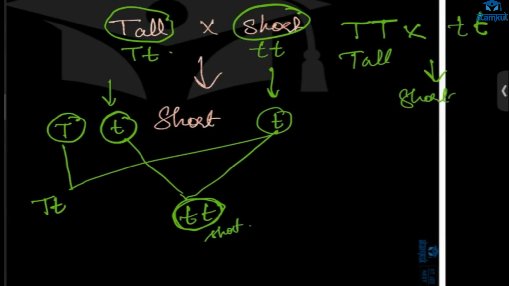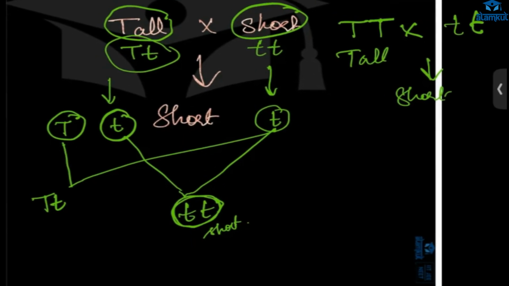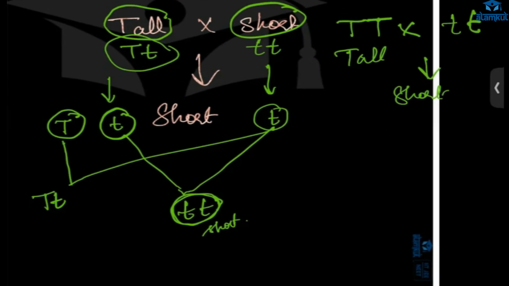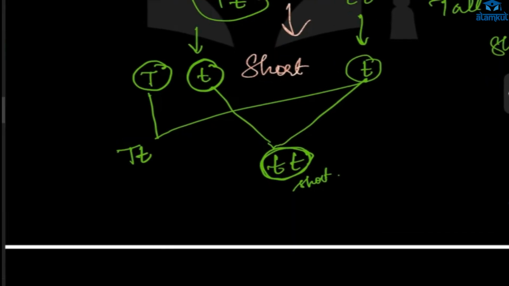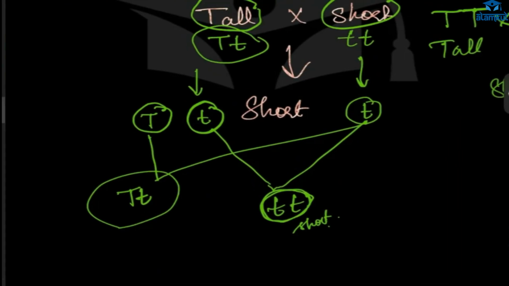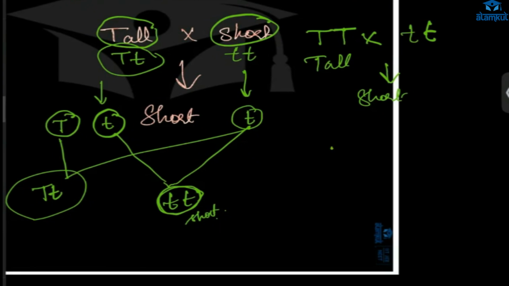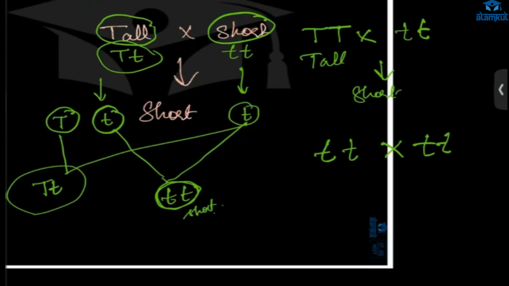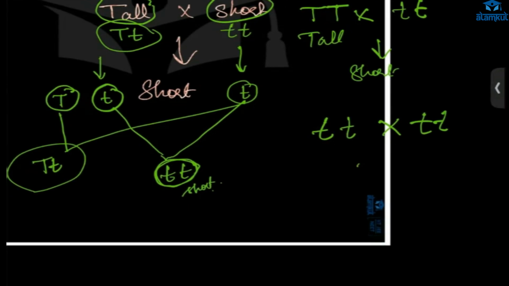If it is the heterozygous type, that time what will happen? 50-50, you will get a tall one or a short one. And if you cross the heterozygous with the short one, you will get tall and short in equal proportion. Okay, ma'am, understood.